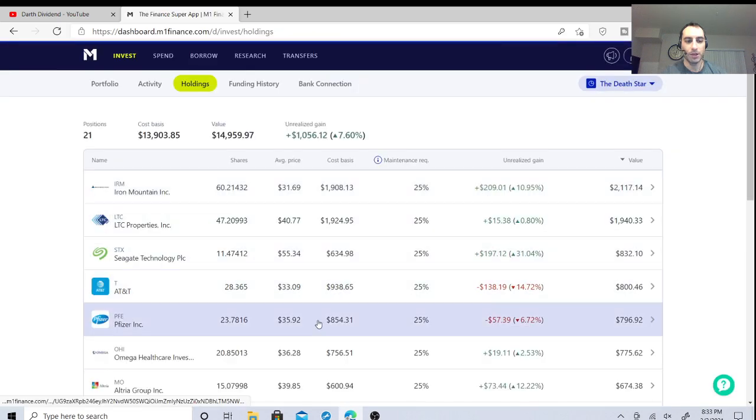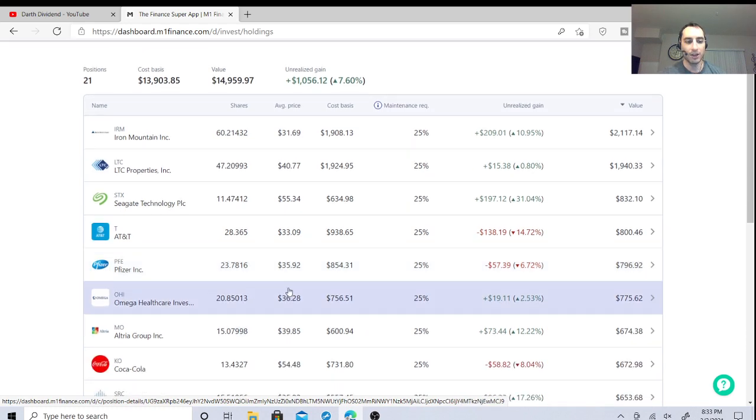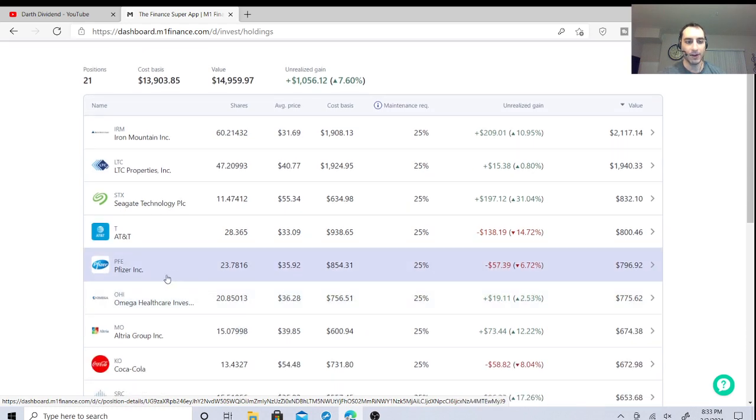As of right now, I have 23 shares of Pfizer. It's down, so I'm putting more money in it. My M1 Finance portfolio is focusing on AT&T and Pfizer because I cannot keep up with these other stocks that are growing while these are taking a hit. So I need to buy more of these to get the ball rolling. Things are looking awesome with Pfizer.